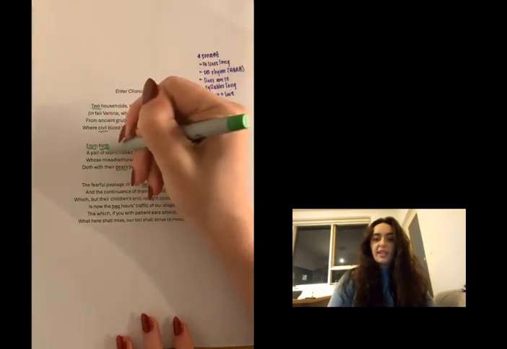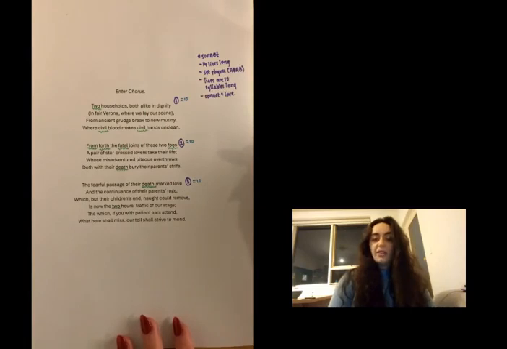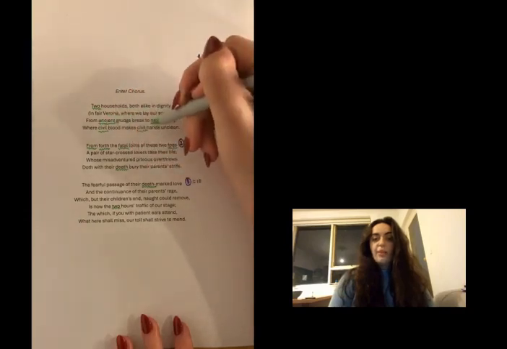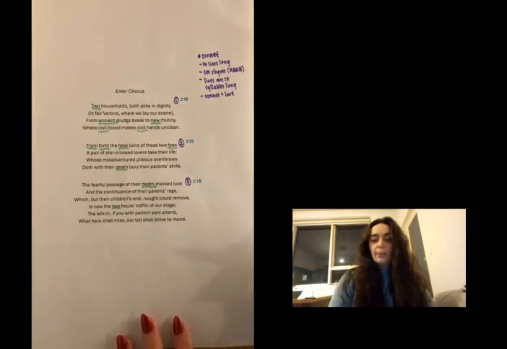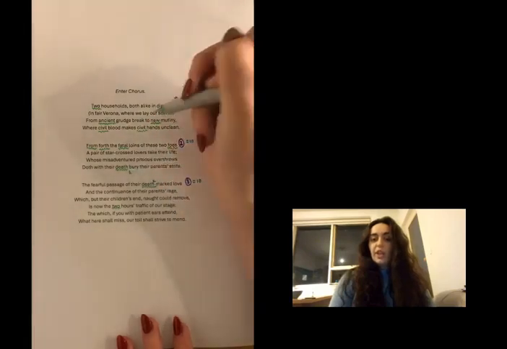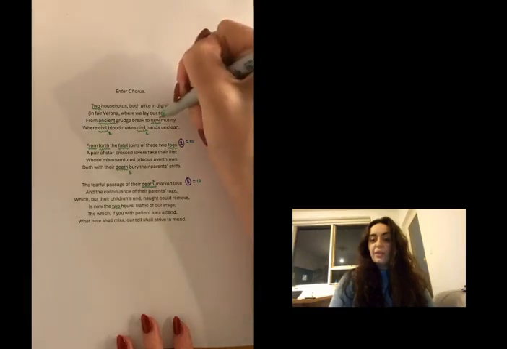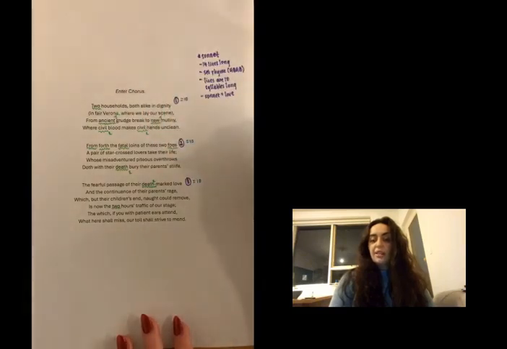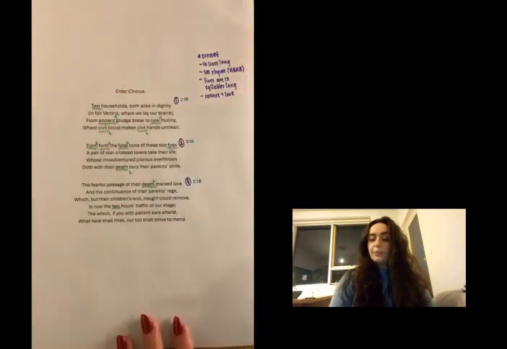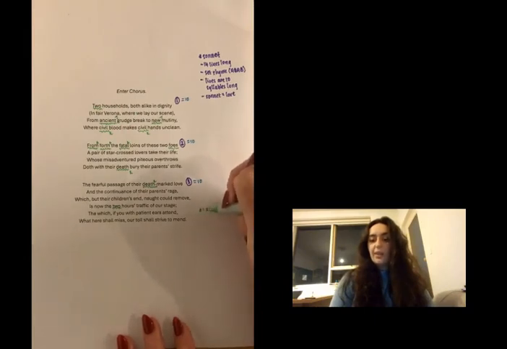The next thing I notice is the sentence, "From forth the fatal loins of these two foes," that repeating F sound being a use of alliteration. And finally, we have from ancient grudge break to new mutiny. That juxtaposition of the word ancient next to the word new. Then we can go ahead and label the different types of poetic devices that we have found. I'm only going to use a letter to save on the space, and then I will use that as my key and note it down in the green pen on a separate part of the page.